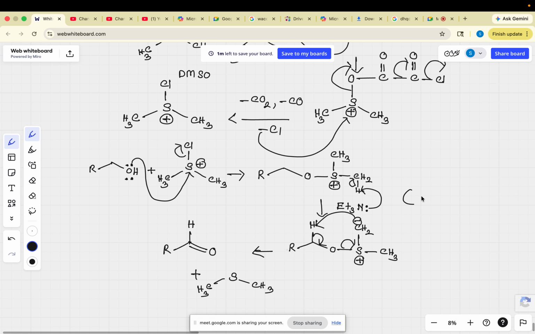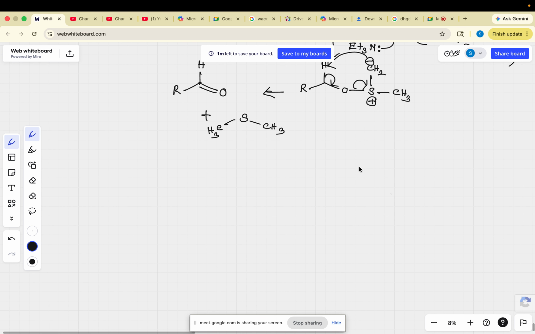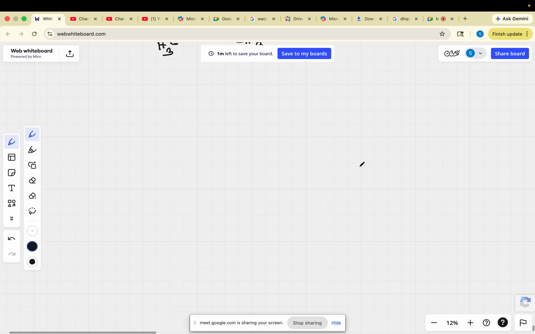Now write down, this is basically in presence of base. In presence of base, this reaction is happening. Okay, so this is the intermediate we have, this is the intermediate I am marking here. In presence of base, what is happening, base is abstracting the proton from the methyl group. Now we will see in absence of base what will happen.